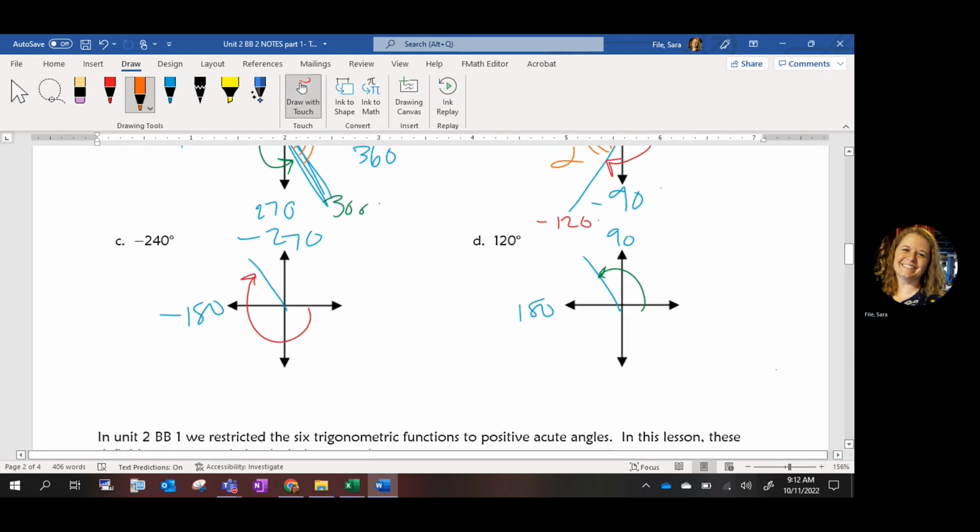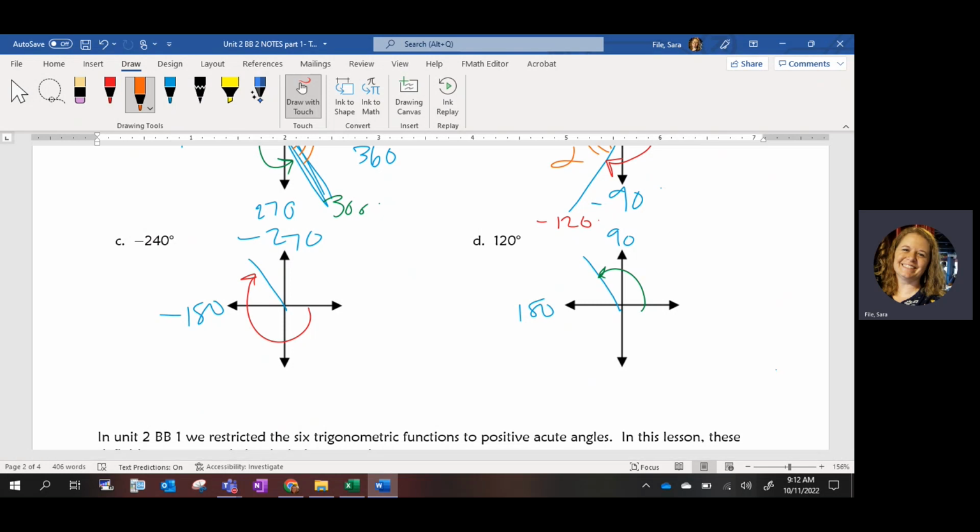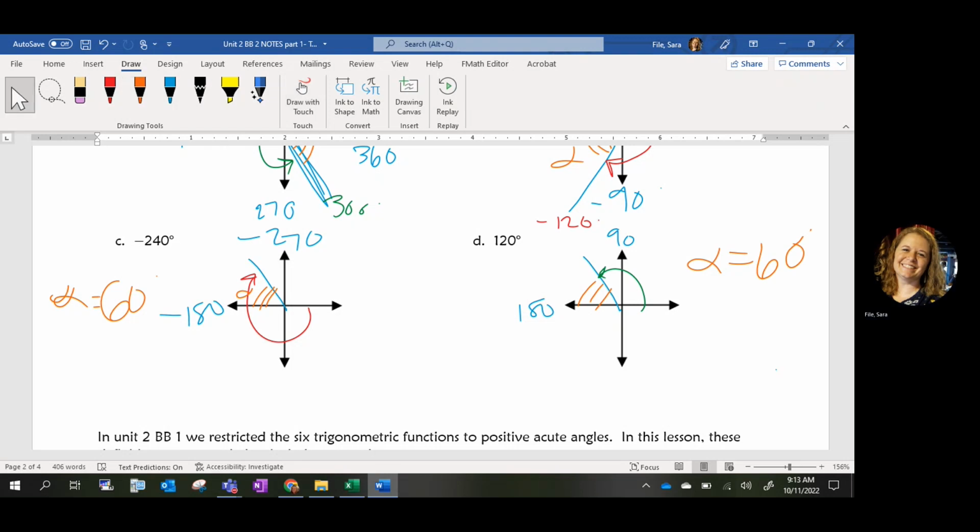For C, it's to the nearest x-axis. So it's going to be this piece right there will be our alpha. So our alpha here, oops, come on, draw, is the 180 to 240. That's a 60-degree reference angle as well. And then here is the reference angle. And that was 120 to 180. That's also a 60-degree reference angle. Okay.